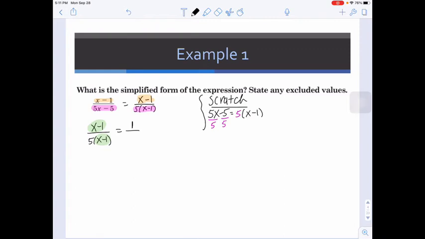And then on the denominator, we still have a 5. So we don't have to write 5 times 1 because we know 5 times 1 is 5. So you can go ahead and leave that as 1 over 5. That is the simplified form of the expression, just 1 over 5.